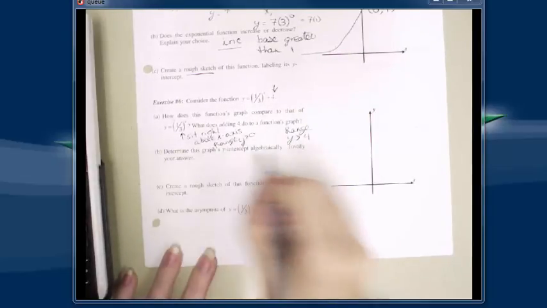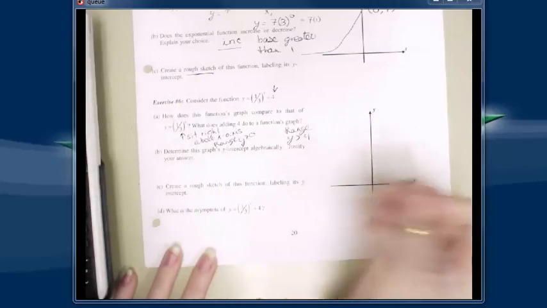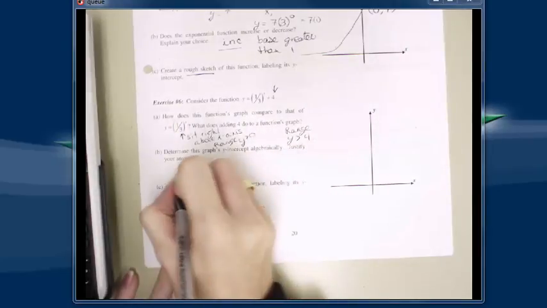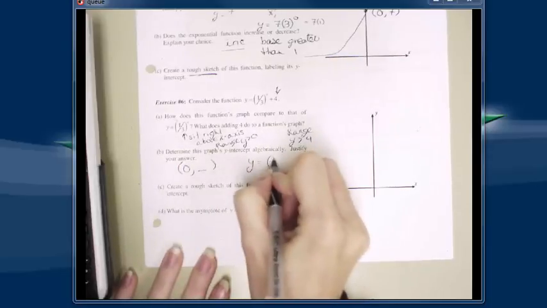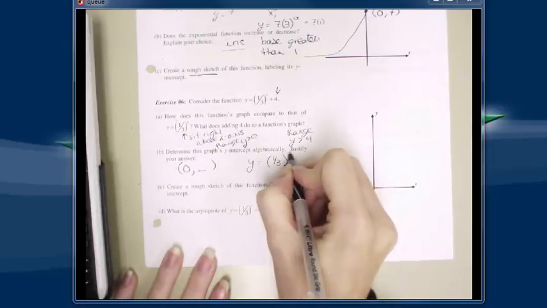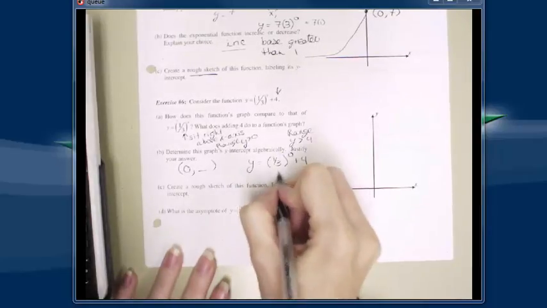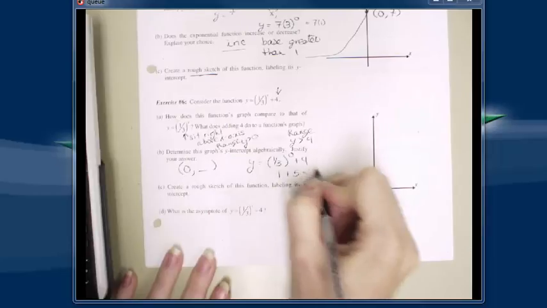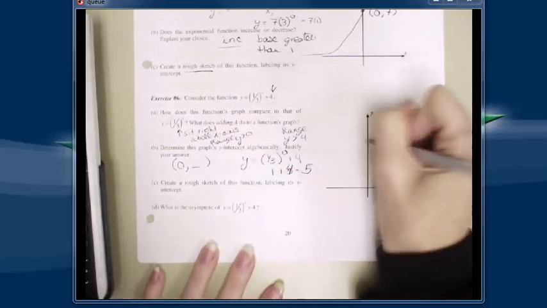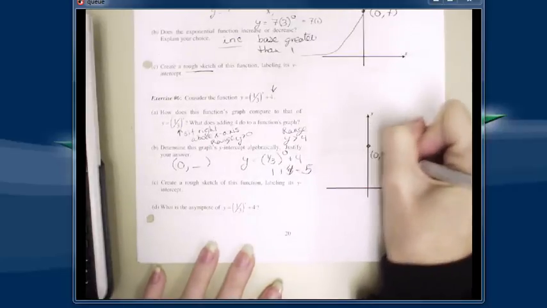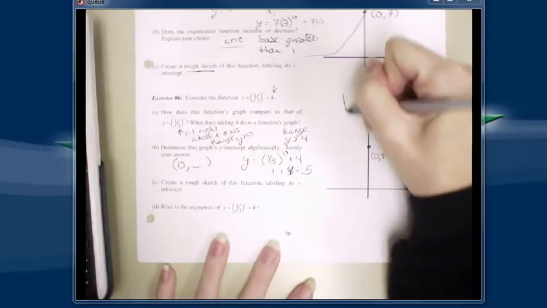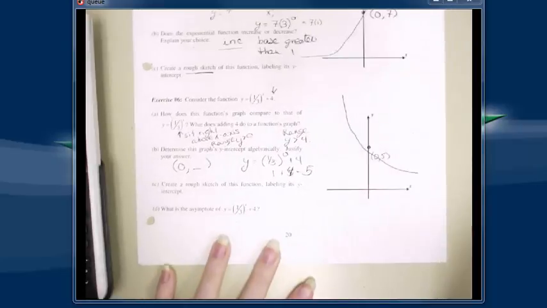Now, determine the y-intercept algebraically. We've done that before. That means that it's going to be 0 going in for x. So 1/3 to the 0 plus 4. Anything to the 0 is 1. So 1 plus 4 is 5. I got too excited there. So now we've got the point 0, 5, and this one is a decreasing function.